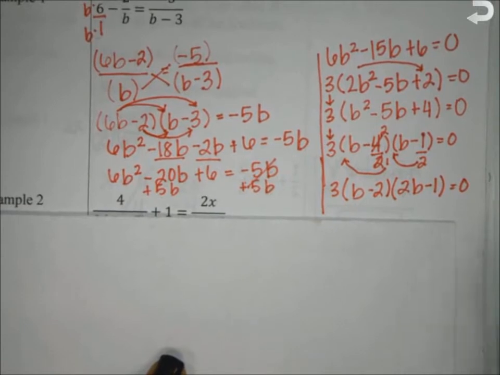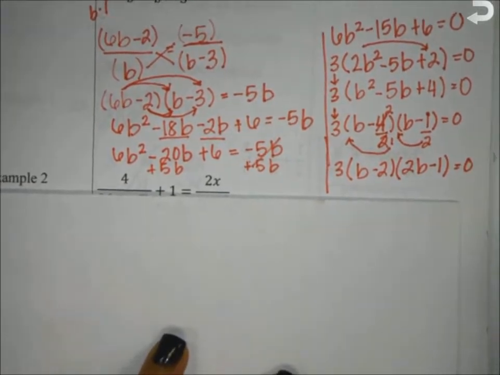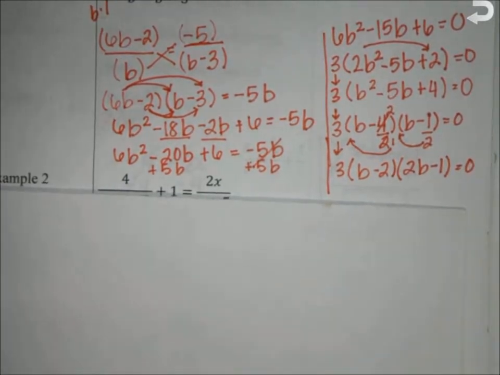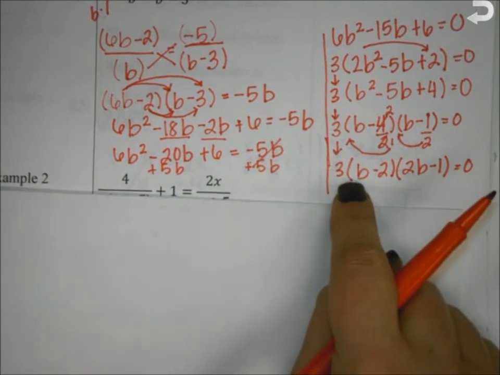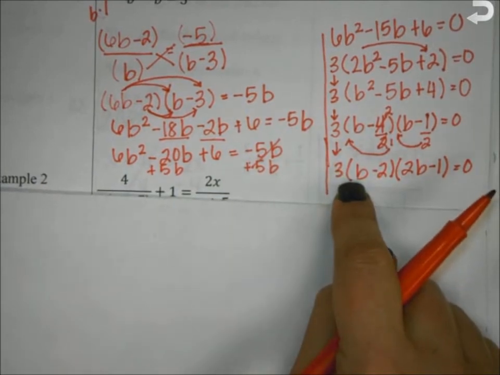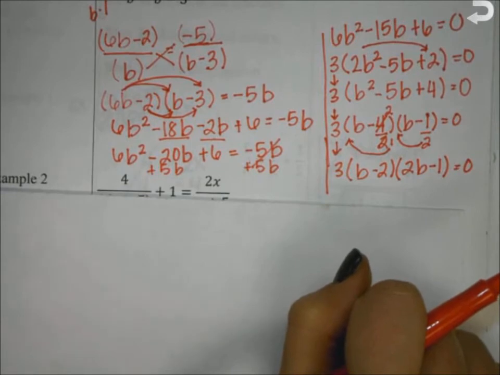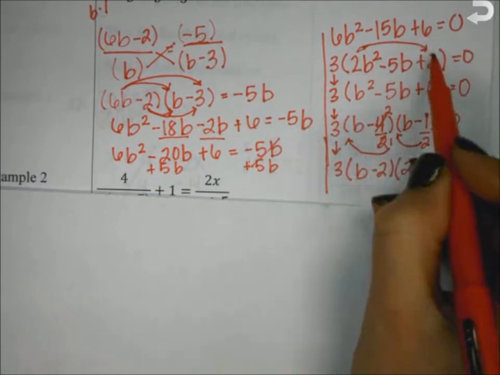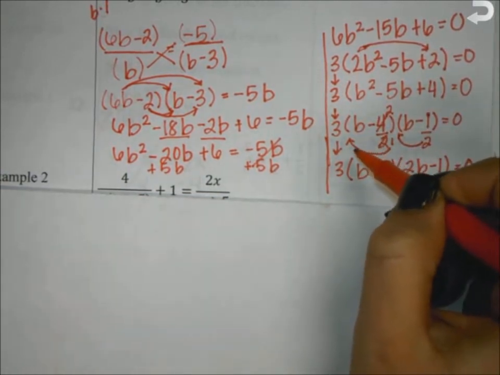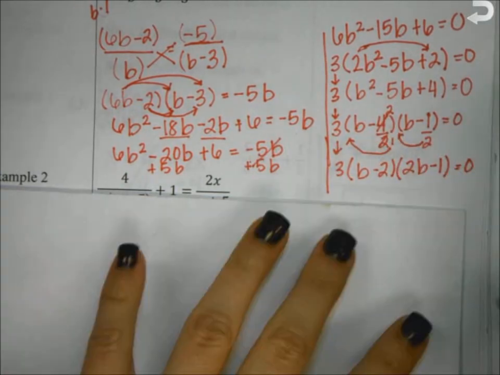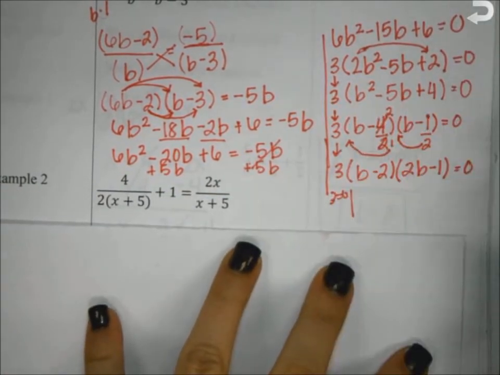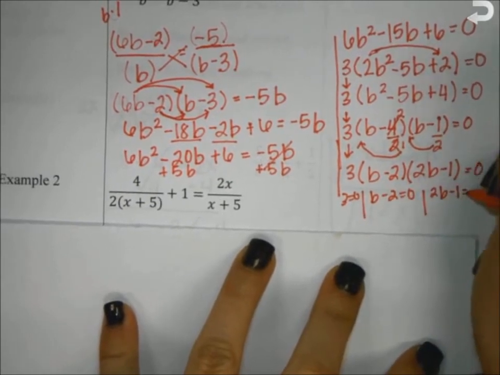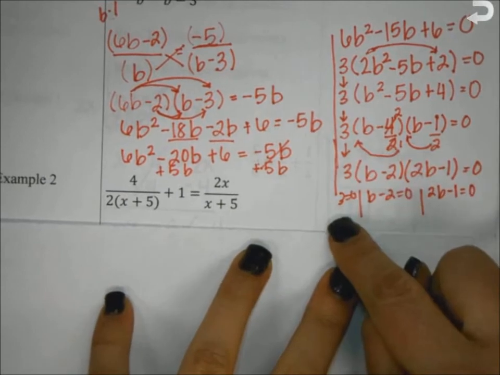Okay, almost done. Can you distribute the 3 yet? You could, but that would undo factoring out the GCF. So we want to leave it outside. Okay? Now what do I do? We set each one equal to 0. So that means I'm going to set 3 equal to 0, b minus 2 equal to 0, and 2b minus 1 equal to 0. Can 3 ever equal 0? No, so we're going to cross that out right now.